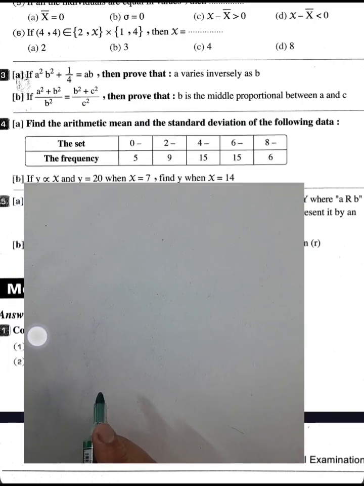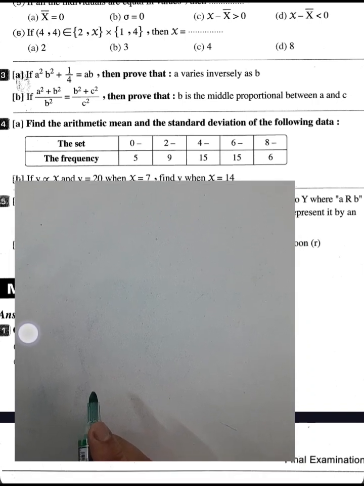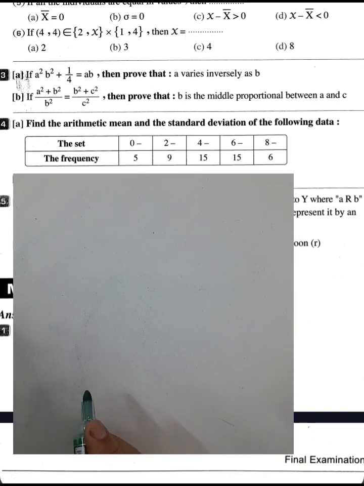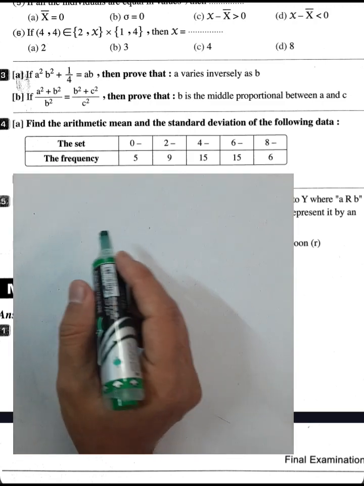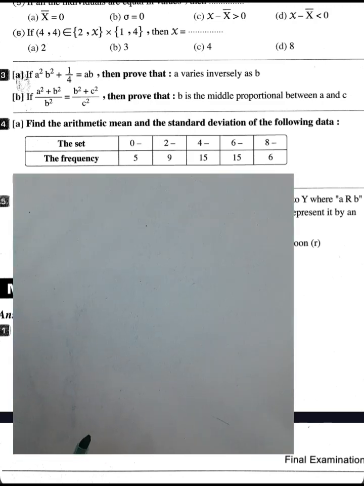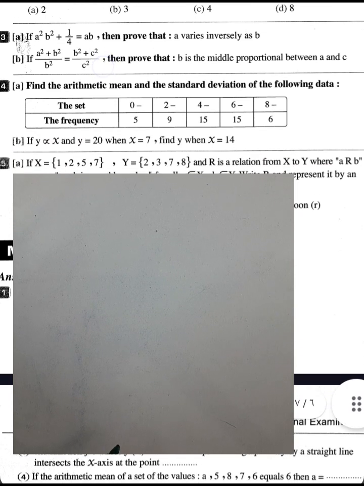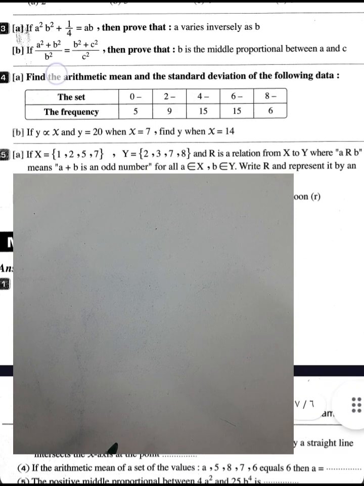Okay, next example. You can solve this example by finding the center between 0 and 2, and 4 plus 6 divided by 2, and so on. You can solve this example by yourself, it's very easy. Okay, next example, question letter B.